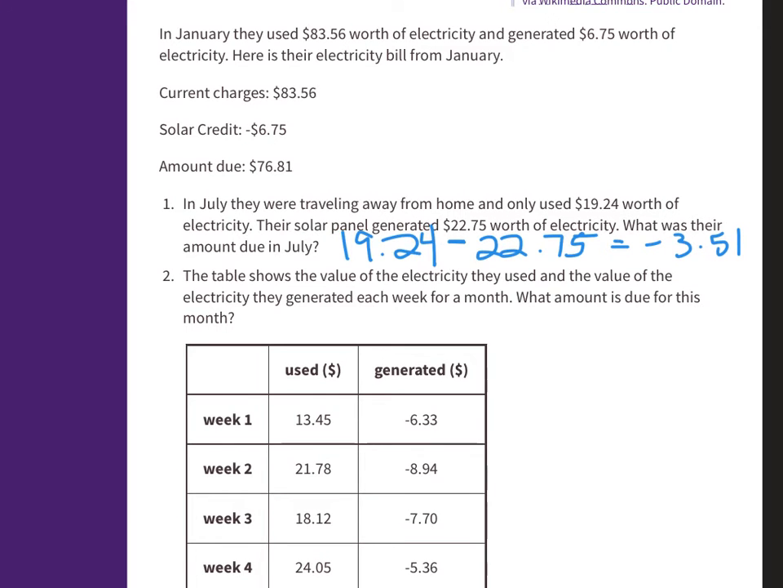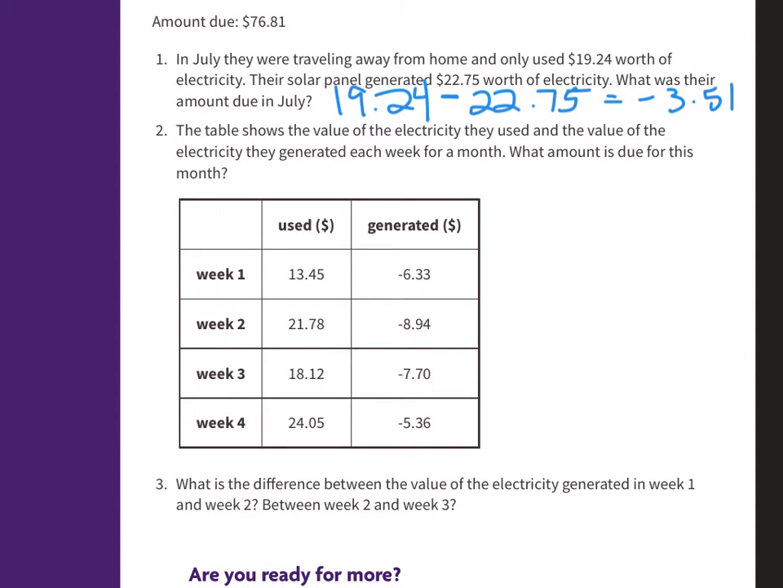Number 2, the table shows the value of electricity they used and the value of electricity they generated each week for a month. What amount is due for this month? Well, let's add them together and then subtract the generated. So all I'm going to do here is add all of these together. 13.45 plus 21.78 plus 18.12 plus 24.05, we get 77.4. So $77.40 is how much they used.